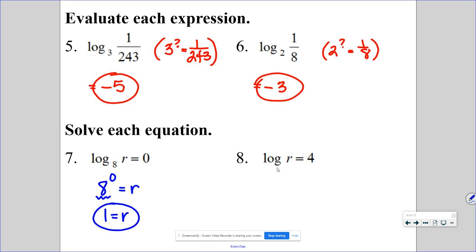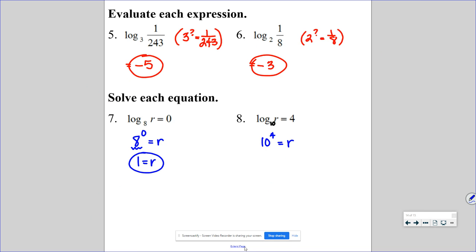Okay, on this last example, remember that if there's no base given, we can automatically assume that is a base 10. So I'm going to read this one the same way I read number 7. I'm going to read it as 10 to the outside number, my power of 4, is equal to the inside, which is r. And then I can solve this. What is 10 to the 4th power? I think it would be 10,000. It would be 1 with 4 zeros if it's to the 4th power. So that means r is equal to 10,000.